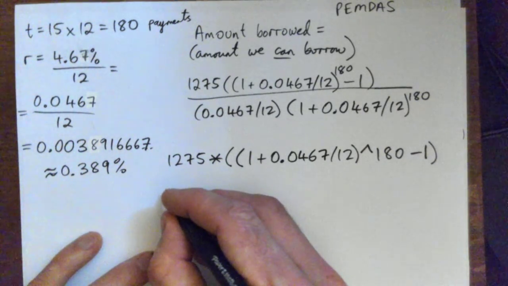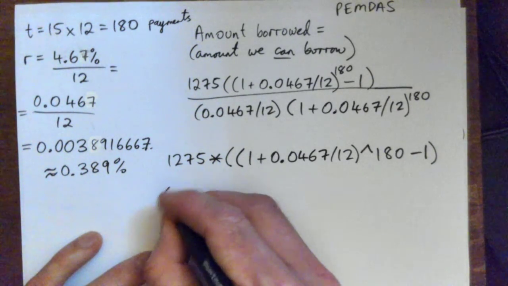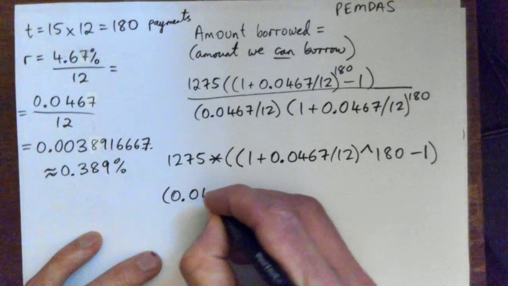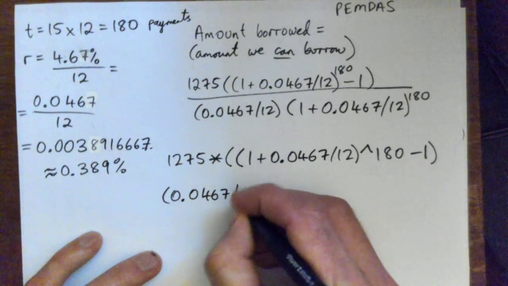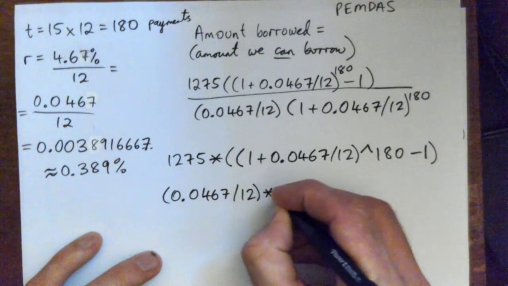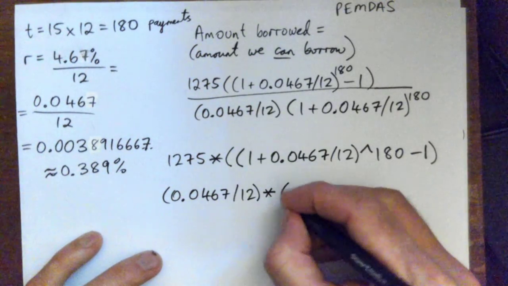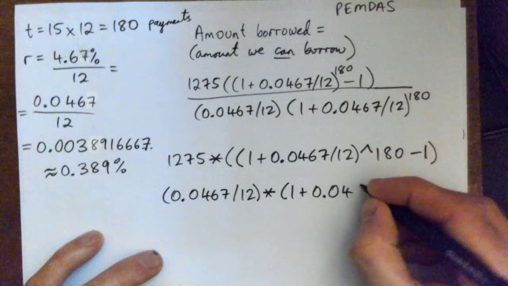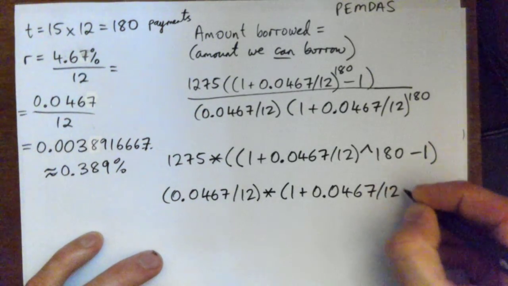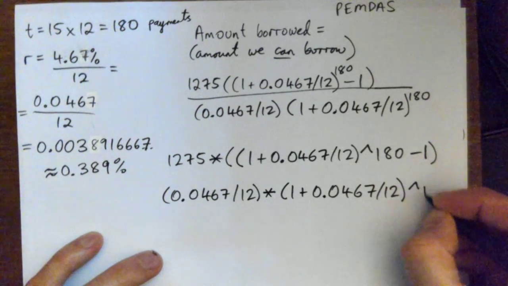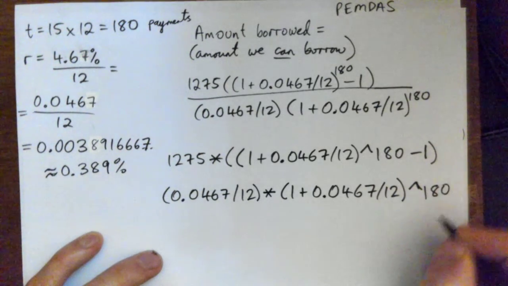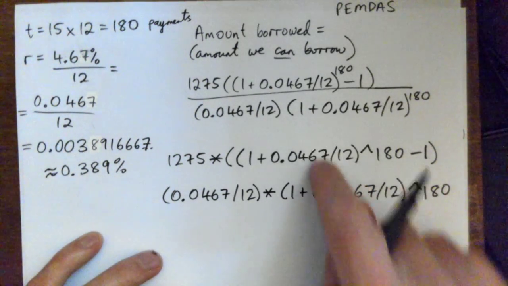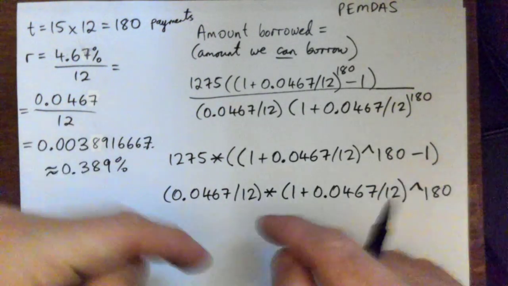You could do divide and then put the bottom in parentheses if you want to, or you could just do the bottom as one line. So the bottom would be parentheses, 0.0467 over 12, and then multiply that by 1 plus 0.0467 over 12, to the power of 180. A little hat sign is your exponent. Okay, so that's the top, that's the bottom.